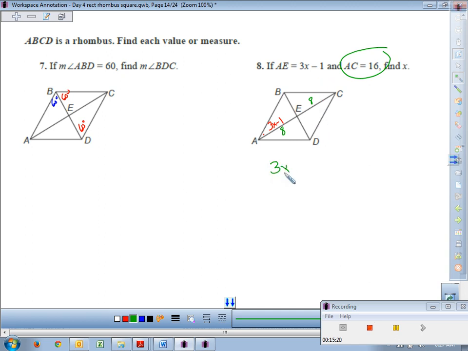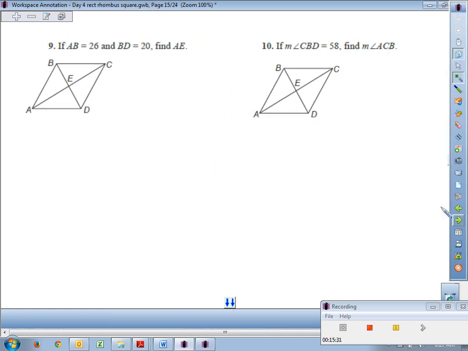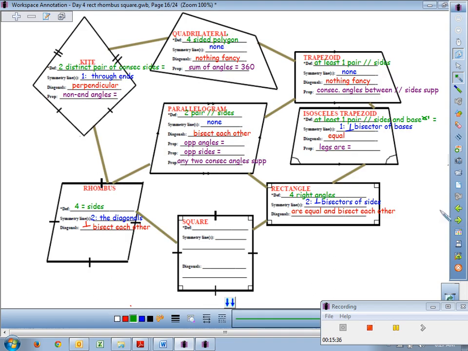So I could set myself up a real nice, easy equation and say 3x minus 1 has got to equal 8. Add 1, divide by 3. And they wanted me to find x, so we did. Cool. Let's move on to, finally, the square.